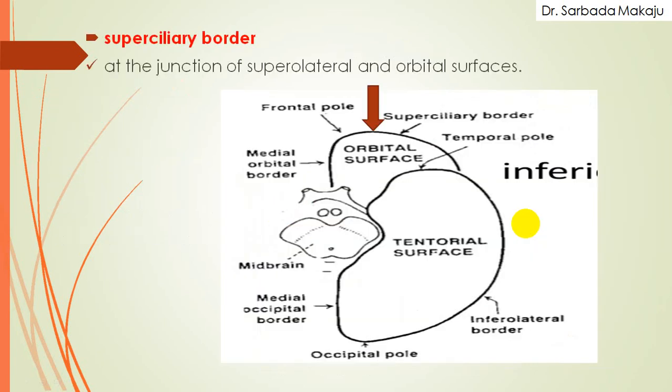Now, another border that is present is the superciliary border. It is present at the junction of the superior lateral and the orbital surface. This portion is known as the orbital surface. Laterally there is the superior lateral surface, and it is separated by this border, which is known as the superciliary border.